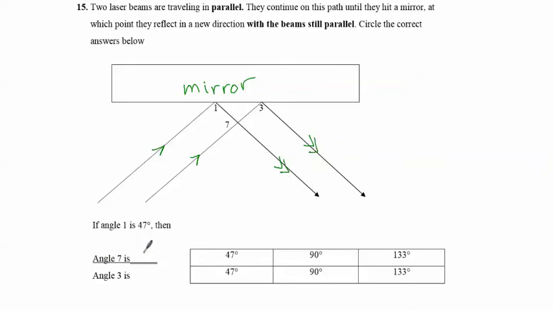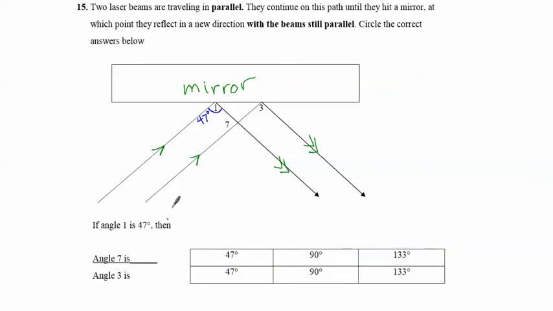I'm going to circle the correct answers here. If angle 1 is 47, so I'm going to come over here to angle 1 and I'm going to call that a 47 degree. Then what is the measure of angle 7, choosing from this first row of options for angle 7?